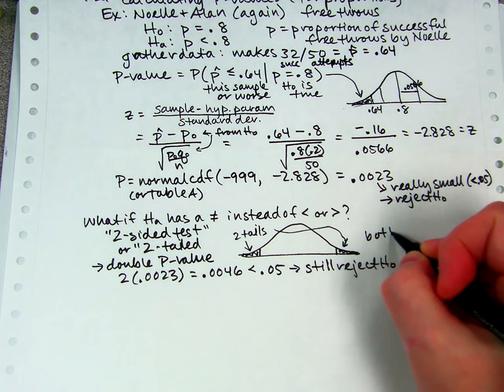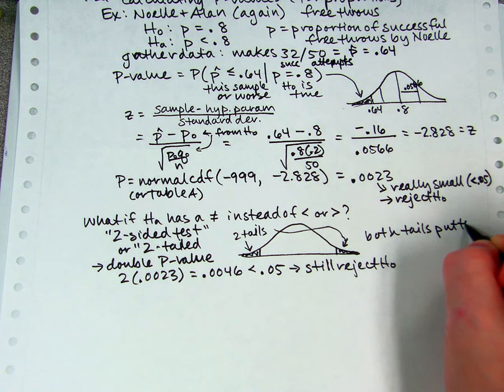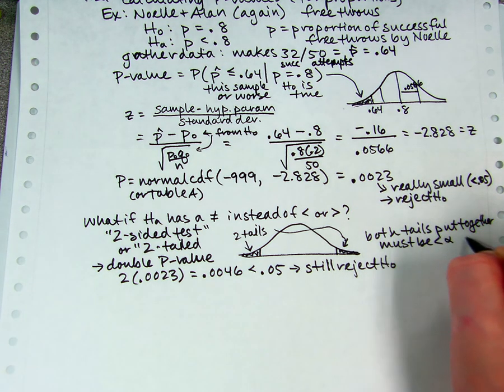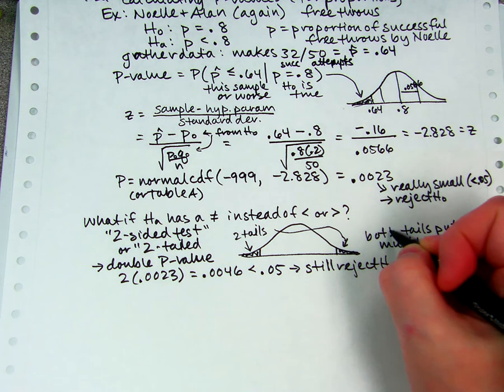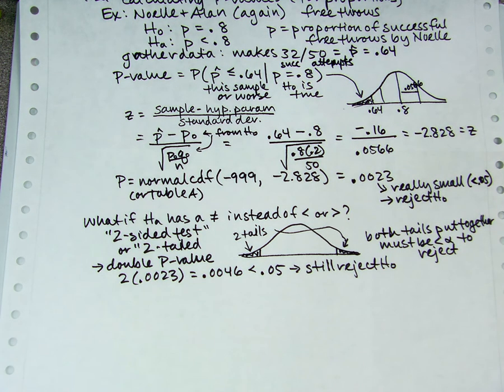Both tails, I should write this, put together must be less than alpha to reject. It lowers the power of your test just a bit, but sometimes it's more appropriate depending on the context.